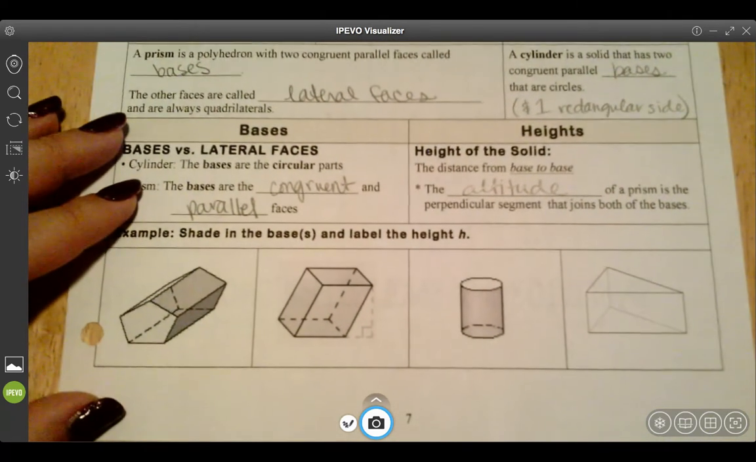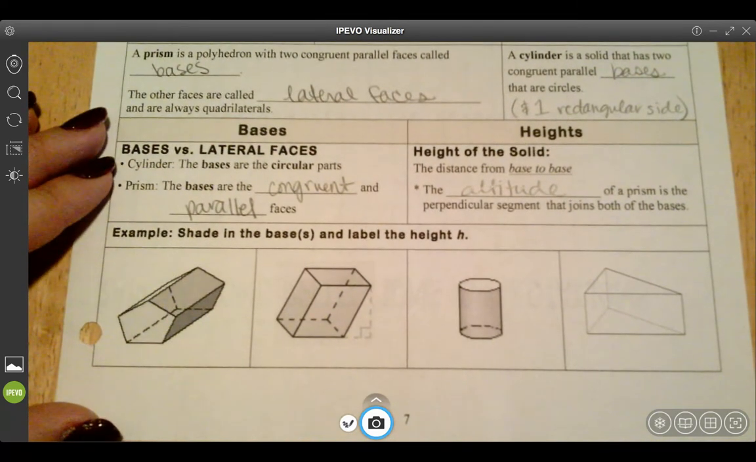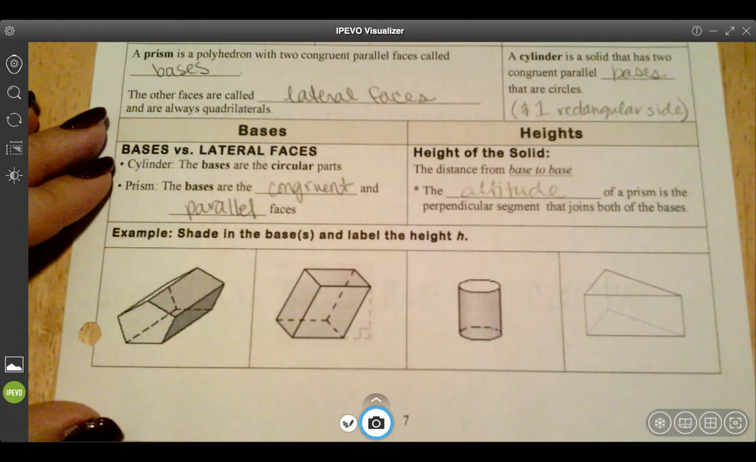So if we look at these shapes in this first example, we want to shade the bases and label the height. That's all we're going to do first. We're just going to find the bases.